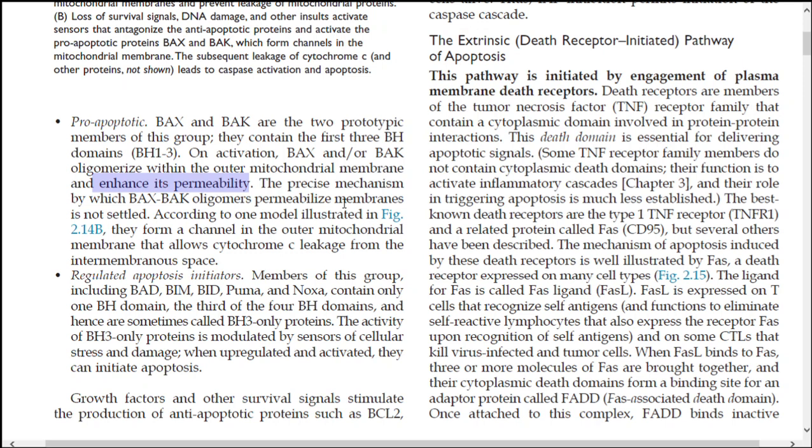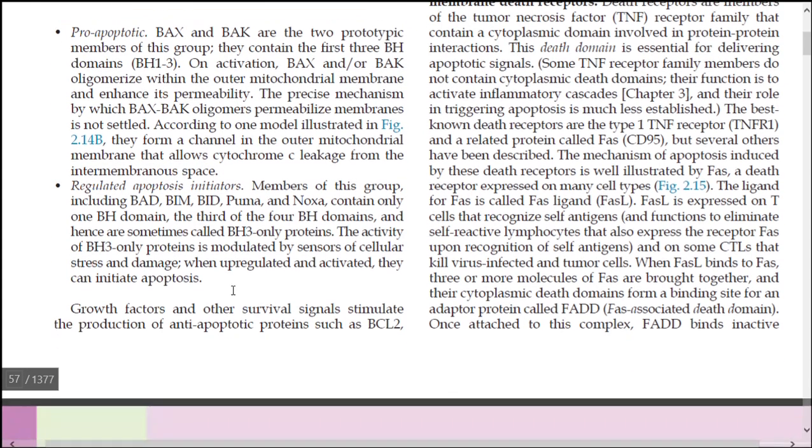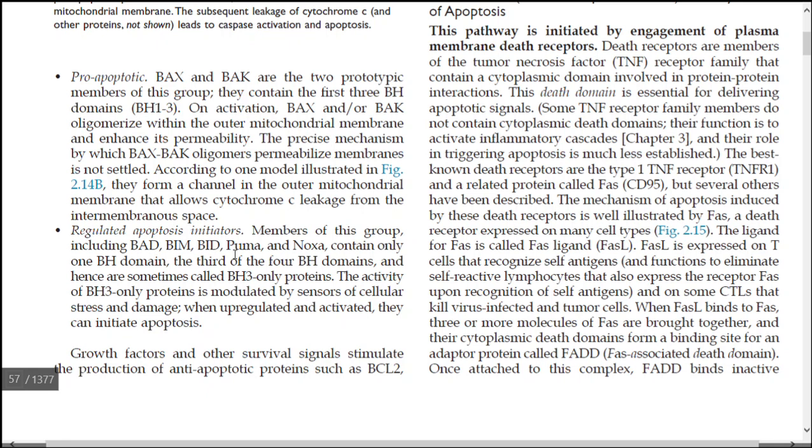The precise mechanism by which BAX and BAK oligomers permeabilize membranes is not settled. They form a channel in the outer mitochondrial membrane, which allows cytochrome C leakage. Next, the regulated apoptosis initiators. Examples are BAD, BIM, BID, Puma and Noxa, which contain only one BH domain. That is important: it is the BH3 domain, the third of the 4 BH domains, and hence they are called BH3-only proteins. They contain only one domain.